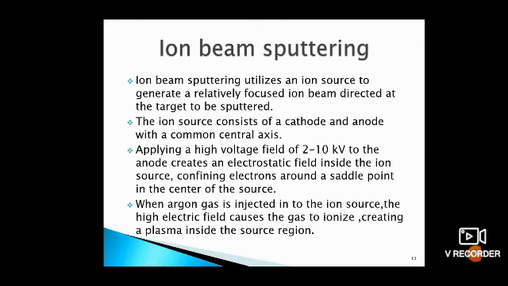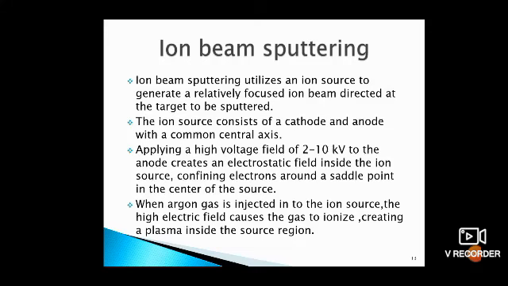Ion beam sputtering utilizes an ion source to generate a relatively focused ion beam directed at the target to be sputtered. The ion source consists of a cathode and anode with a common central axis. Applying a high voltage field of 2 to 10 kilovolts, the anode creates an electrostatic field inside the ion source, confining electrons around a saddle point in the center of the source. When argon gas is injected into the ion source, the high electric field causes the gas to ionize, creating a plasma inside the source region.